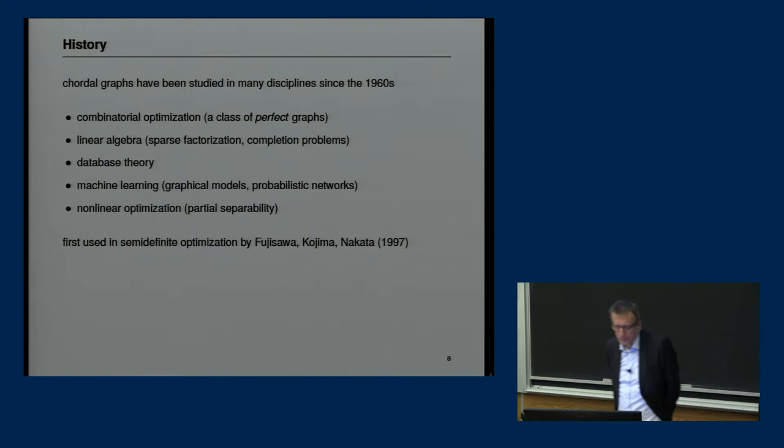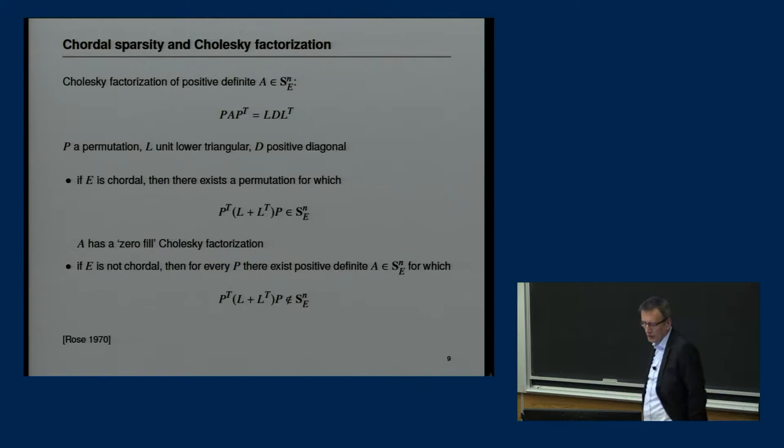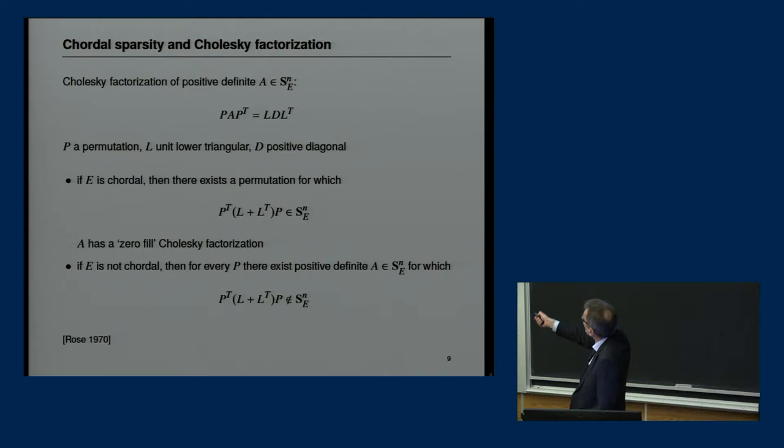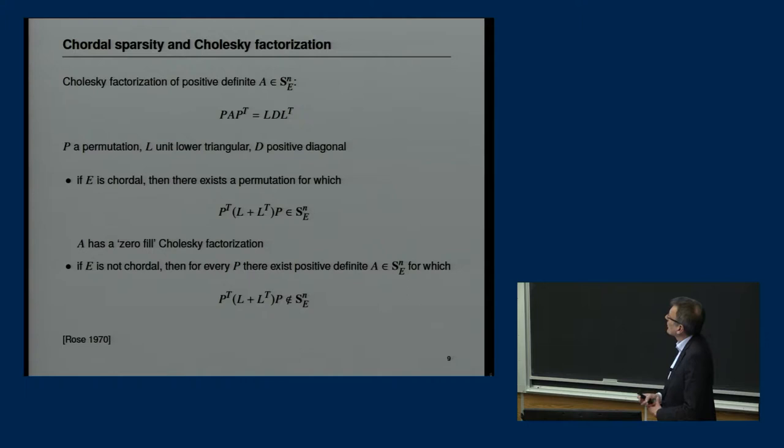So the main property of chordal graphs and chordal sparse matrices, that's the basis of much of the properties we'll use, was also developed in the 1960s by Rose. And the connection is this. If you take a positive definite matrix with a sparsity pattern E, and that's our notation again, define a Cholesky factorization like this. So P is a permutation matrix, L is lower triangular, D is a positive diagonal matrix. Then if E is chordal, there exists a permutation matrix that gives you a factorization that has essentially the same sparsity pattern as the original matrix. So you can factorize it with zero fill. There exists an ordering, or an elimination ordering P, that gives you zero fill if the sparsity pattern is chordal. And it's actually almost if and only if, because if E is not chordal, then you can always find examples of positive definite matrices with that pattern for which you don't have a zero-fill reordering.